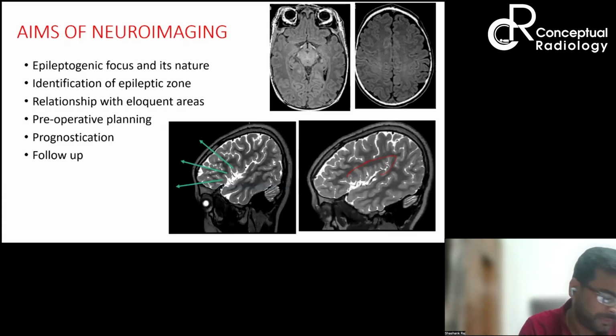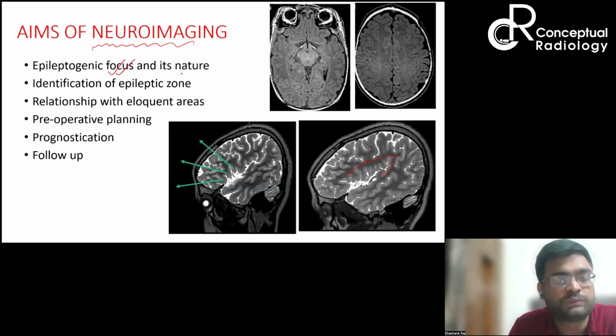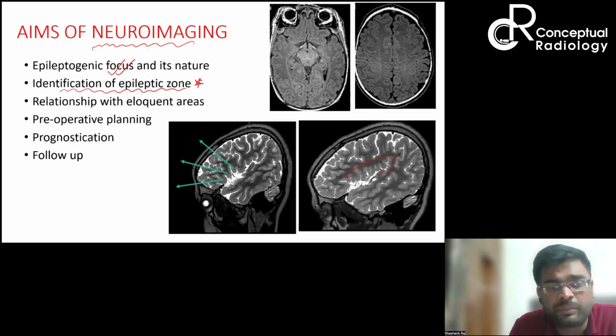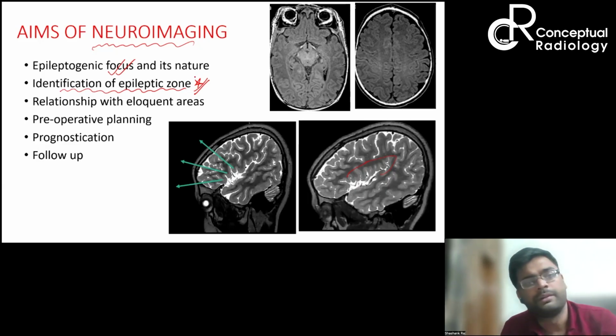Okay, so what are the aims of neuroimaging? What do we have to look for? First is the epileptogenic focus. What is the cause of epilepsy? Whether it's a tumor or an infective focus. Then identification of the epileptic zone. We use various modalities like MRI, perfusion imaging or PET-CT and try to look for the areas from where the abnormal EEG waves are coming, and then subsequent management can be decided upon.